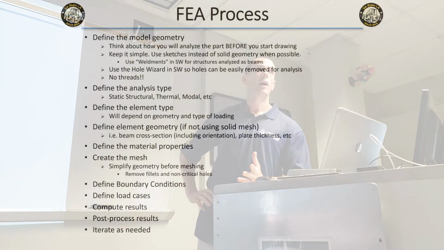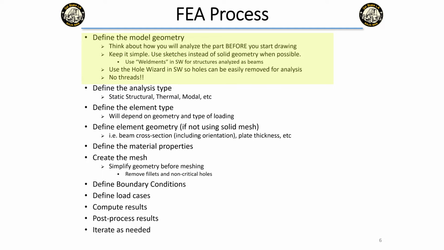So you define the model geometry. That's the first thing, right? There's a part you want to analyze. Typically when you start drawing, especially if you know you're going to do FEA on it, think about that ahead of time. Understand that you're going to do analysis and you want to make it simple to be able to do the analysis, so keep it simple. If you can start and only do sketches, just do sketches. Now, for SolidWorks, you can use weldments, which I don't know if you're familiar with, but you should be using weldments to make frames.